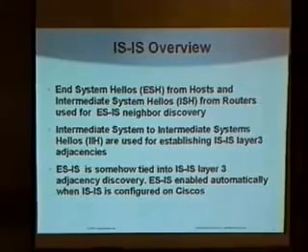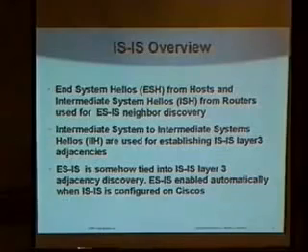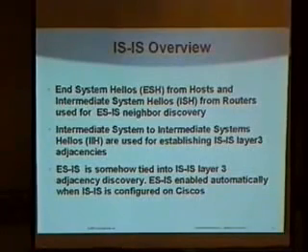So this last bullet implies that somehow we have ES-IS tied into IS-IS. For instance, on point-to-point links, before we send an IIH, we wait till we have received an ISH. Sorry, that's confusing.